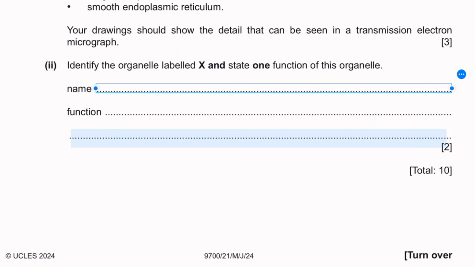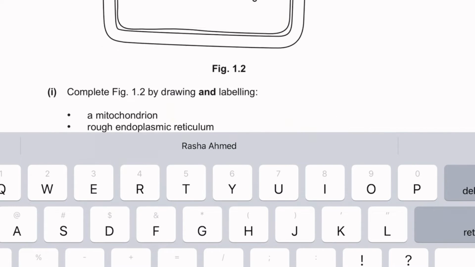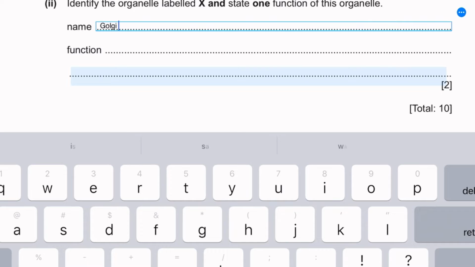Identify the organelle labeled X and state one function of this organelle. Okay, so what is the organelle labeled X? This is the Golgi apparatus, and make sure that you capitalize Golgi because Golgi is a scientist's name.